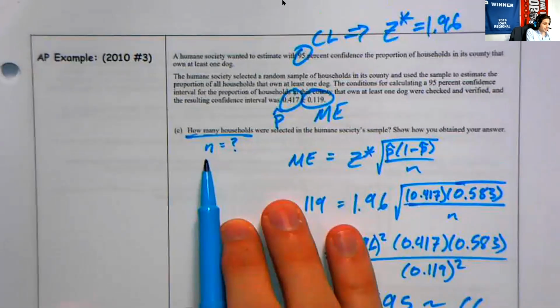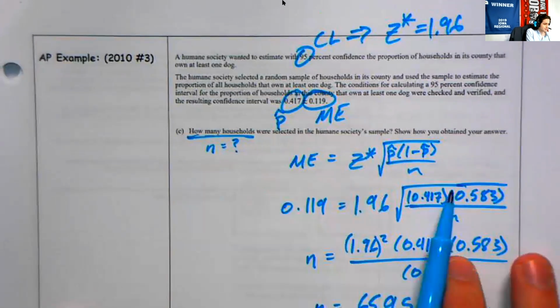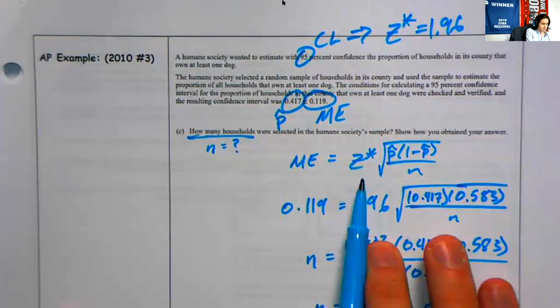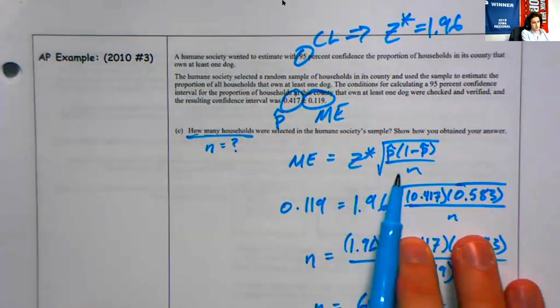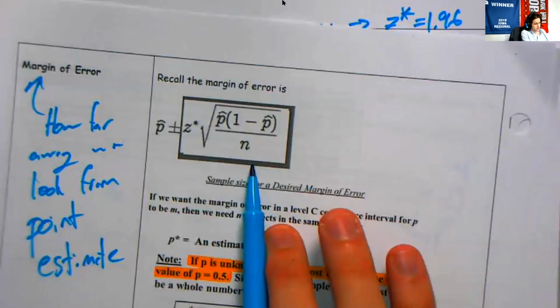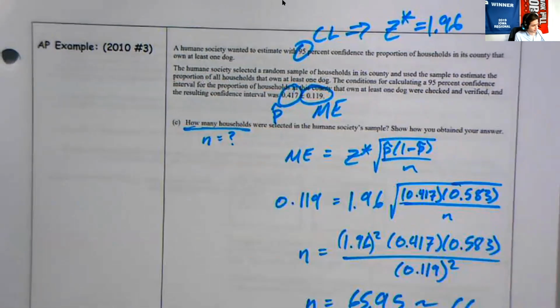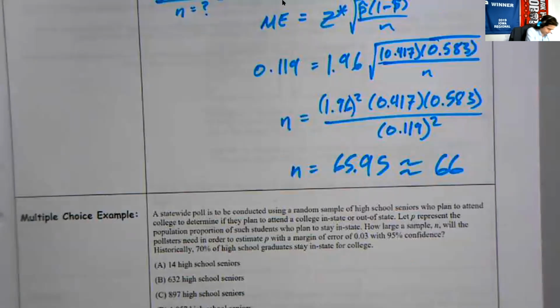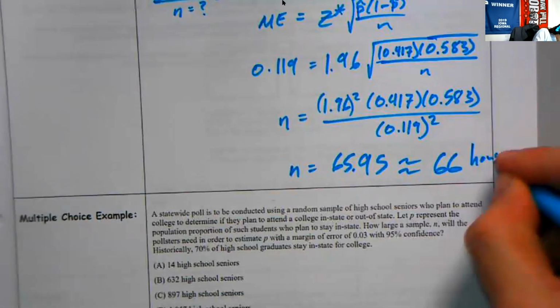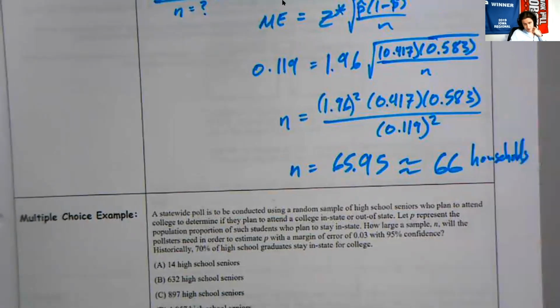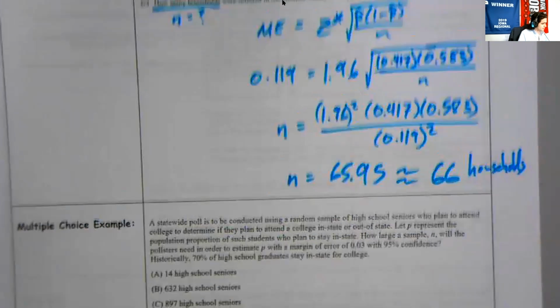So you had to set up a formula that relates all those things. Margin of error is z* times the square root of p-hat times 1 minus p-hat over n. That's the margin of error. Plug everything we know in, do a little bit of algebra, and see that it's got to be 66 households. So there, margin of error. Hopefully we can do that.